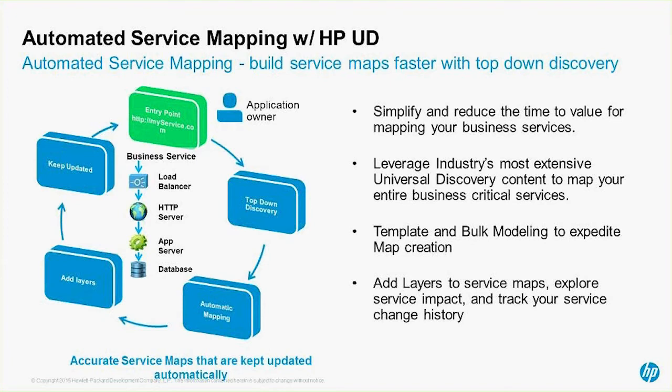But what automated service mapping has to offer is a top-down discovery. What it means is that right now, I can start at a business service level and let the tool discover the lower layers of your topology. So you could be entering a URL of your application, which goes out there and discovers all the hops of your application or the service topology.